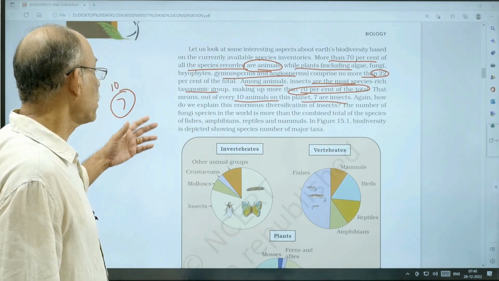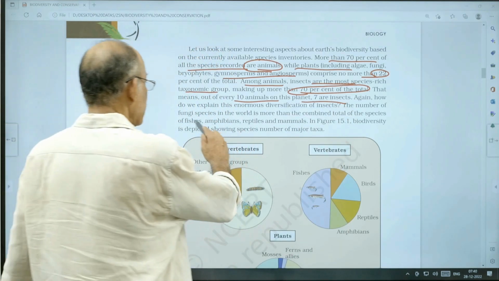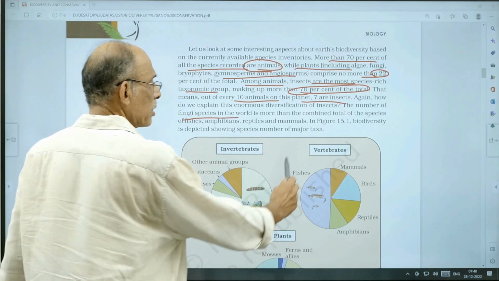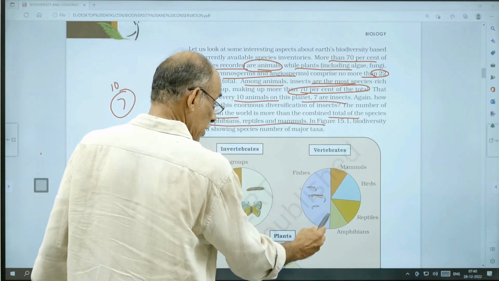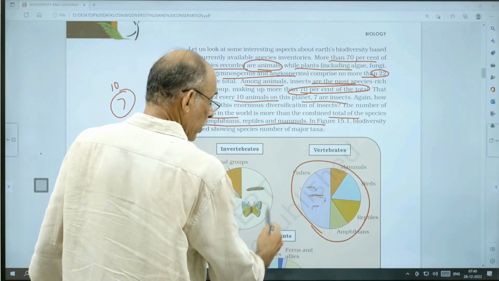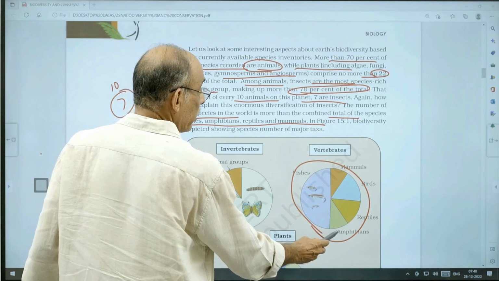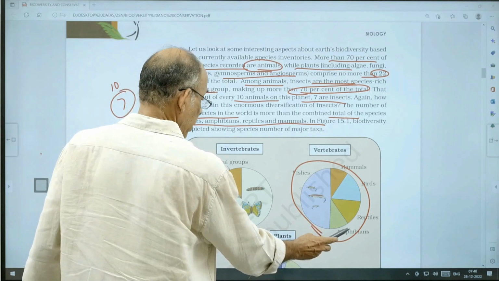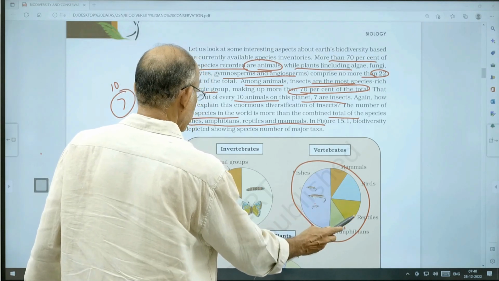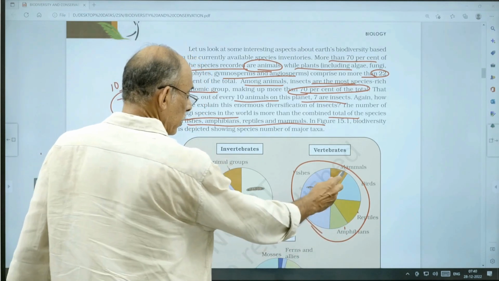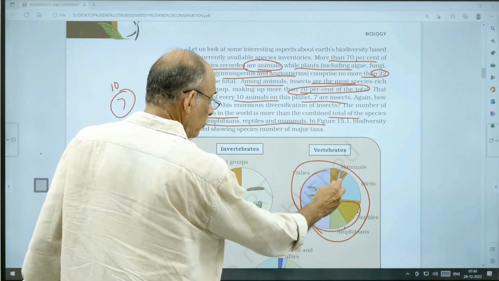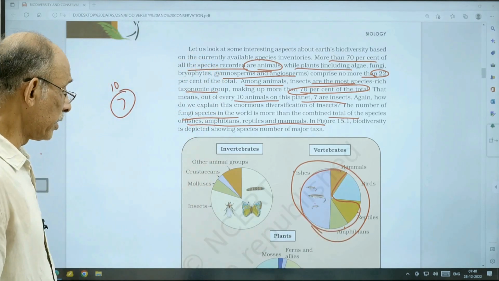Again, what is the number of fungi species? The world's fungi species number is the combined total of fishes, amphibians, reptiles, mammals, etc. So this is the approximate number of fungi species.